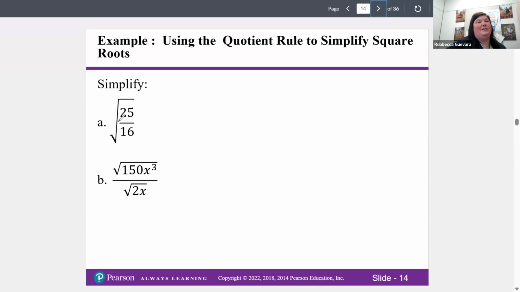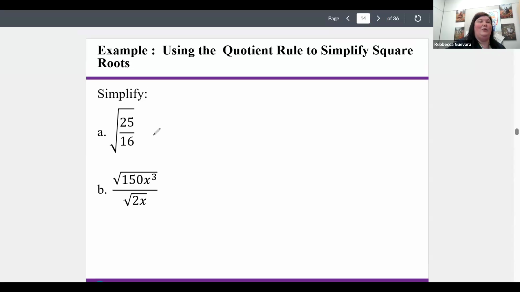Okay, I'm going to simplify these square roots. So square root of 25 over 16. Well, I could break that up into the square root of 25 divided by the square root of 16. Square root of 25 is just 5, and the square root of 16 is just 4. Helps us take some that look a little more complicated. It makes it a little easier for us to simplify.